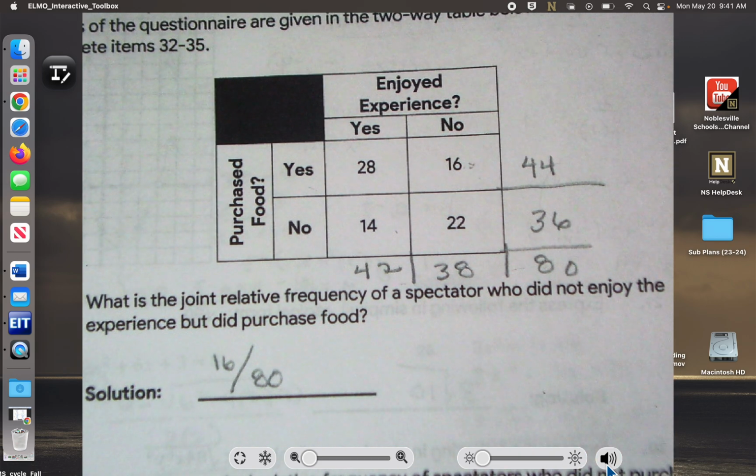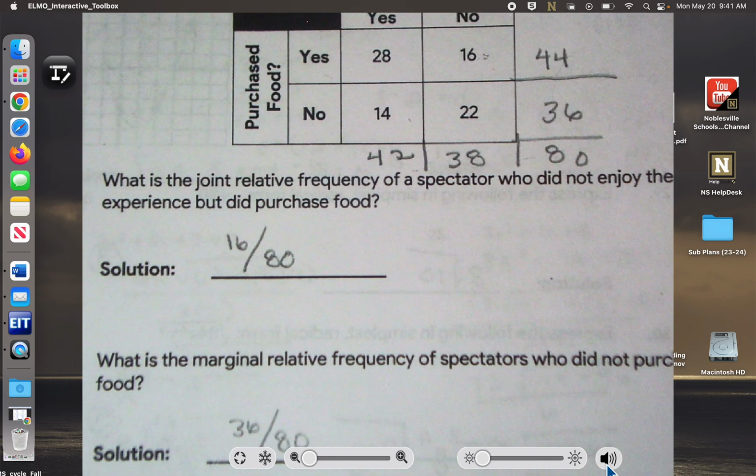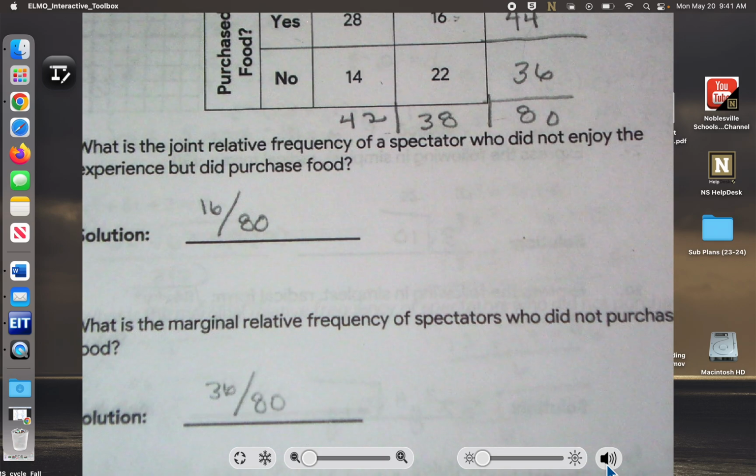of spectators. Oh my gosh, you guys, the air just popped on in here and it was already kind of chilly. Bring your sweatshirts. Okay, now we've got conditional relative frequency.